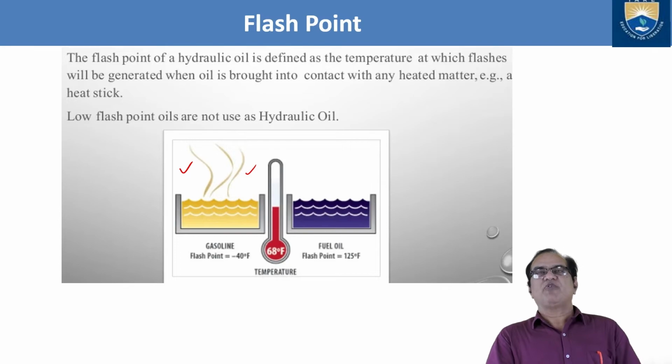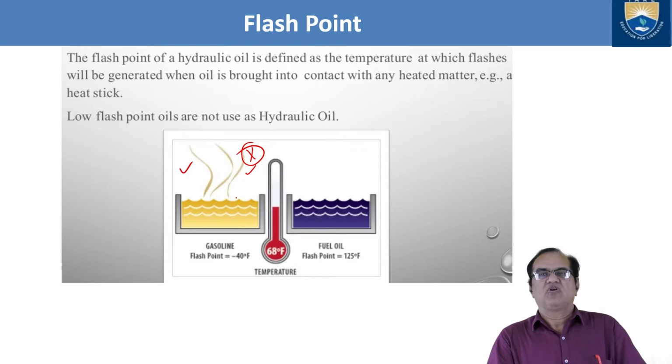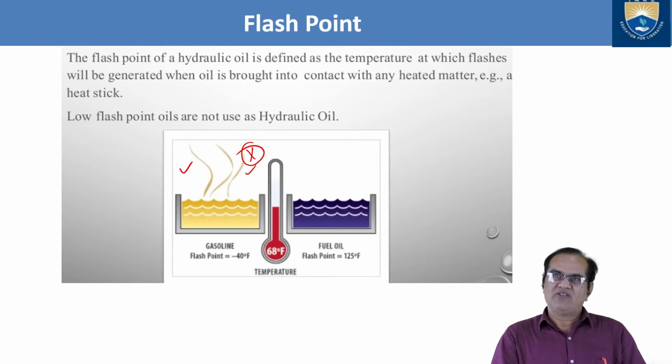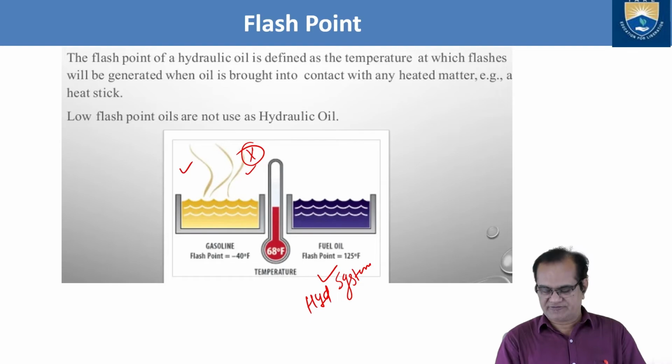Okay. So the flash point of a hydraulic oil is defined as the temperature at which flashes will be generated when oil is brought into contact with any heated matter, for example, a heat sink. Low flash point oils are not used as hydraulic oil. So we cannot use this gasoline as a hydraulic oil because it has a low flash point. We need an oil which has a high flash point. This type of oil we can use for the hydraulic system. Okay, that is the benefit of this.